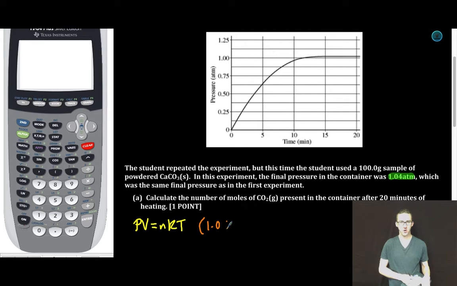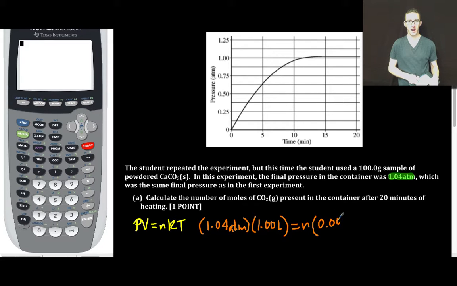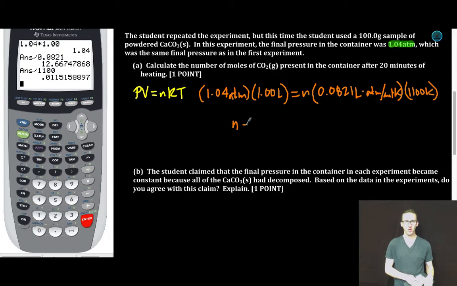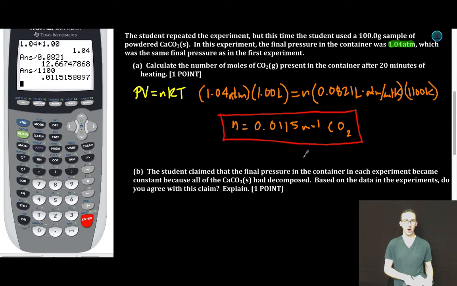PV = nRT. 1.04 atmospheres, 1.00 liters. We're looking for number of moles. Because we're in atmospheres, we're going to be using the 0.0821 liters times atmospheres per mole Kelvin, and our temperature in Kelvin, 1100. Let's jump on over to our good friend calculator. 1.04 times 1.00 divided by 0.0821, divided by 1100. Answer: number of moles, 0.0115 moles CO2.